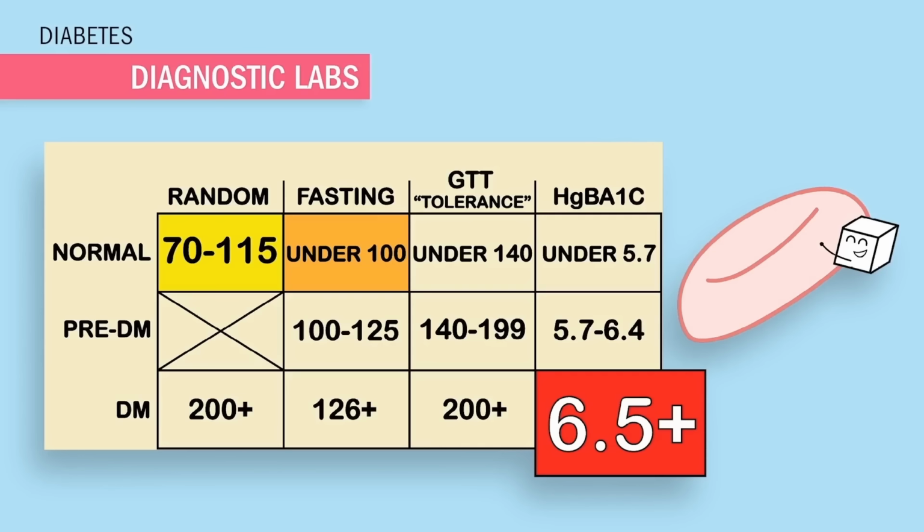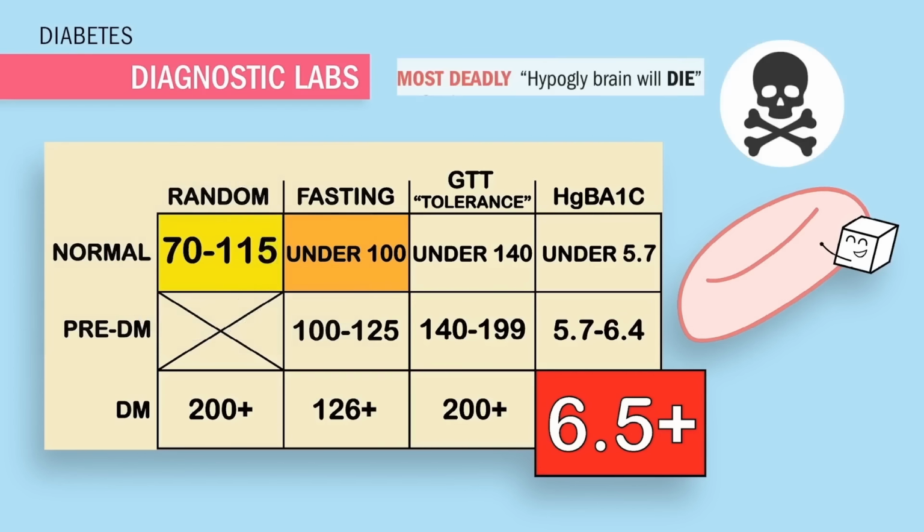Now, the most deadly is low sugar, under 70, called hypoglycemia, since it causes brain death. So we say hypogly, the brain will die. Now, all the other numbers on this chart just help diagnose the severity of diabetes, but are not highly tested on the NCLEX.